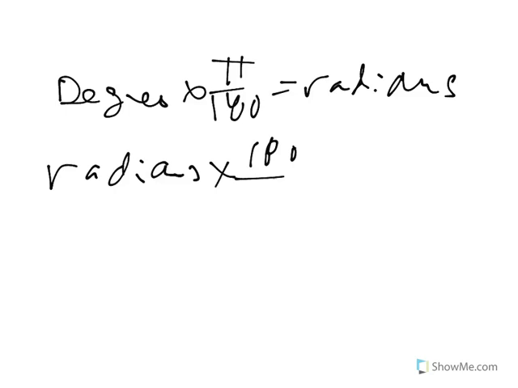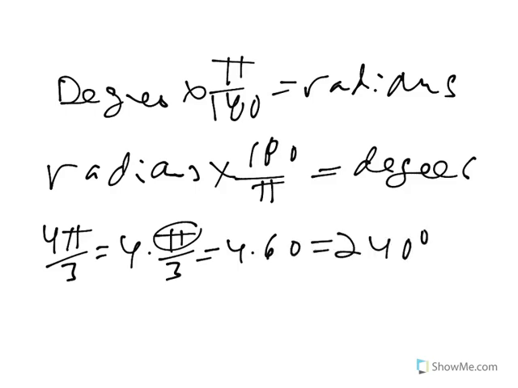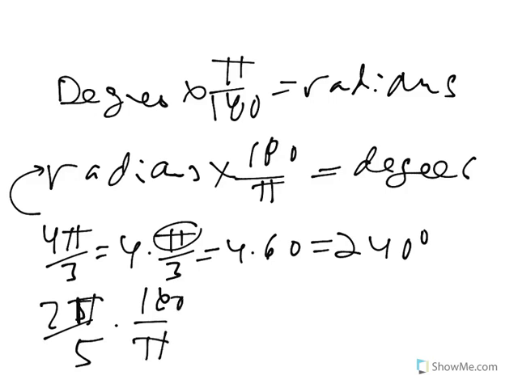Radians times 180 over pi can equal degrees. Some radian measures, if you know the basic ones, like 4 pi over 3, you might say, well, that's 4 times pi over 3, and I think of pi as 180, so it's 4 times 60 equals 240. You don't need this conversion then. But if you get something like 2 pi over 5, if you multiply by 180 over pi, the pi's cancel out, and the 5 maybe cancels out with the 180, and you get 36.